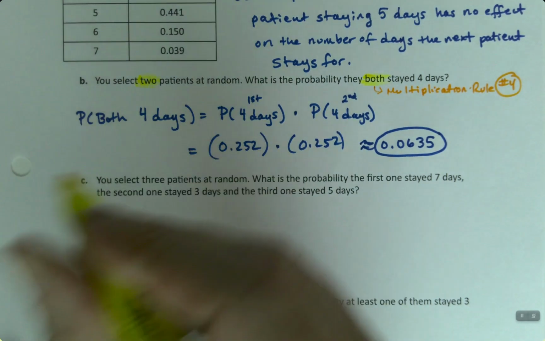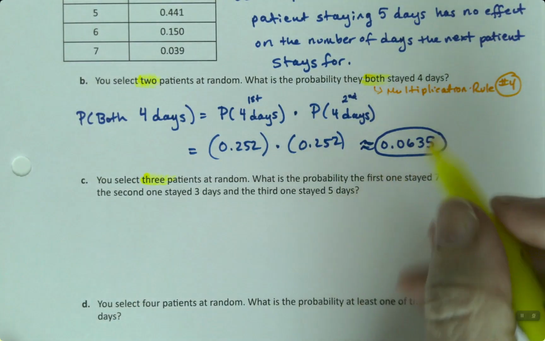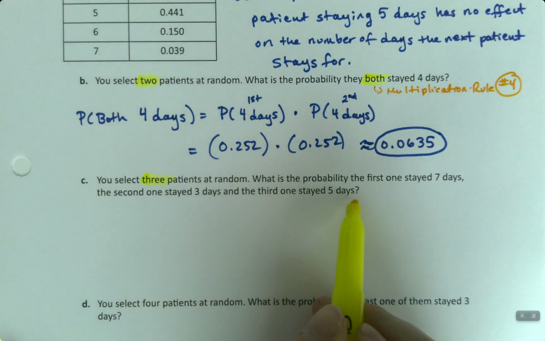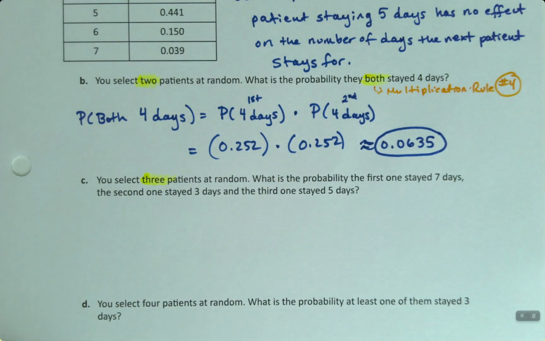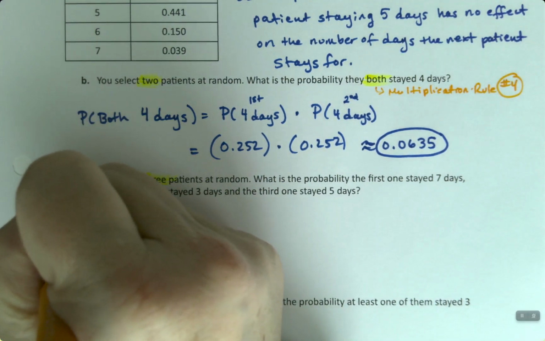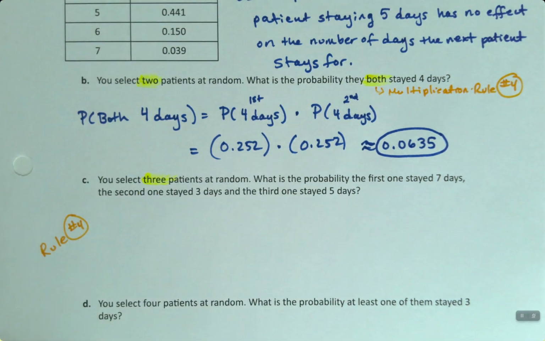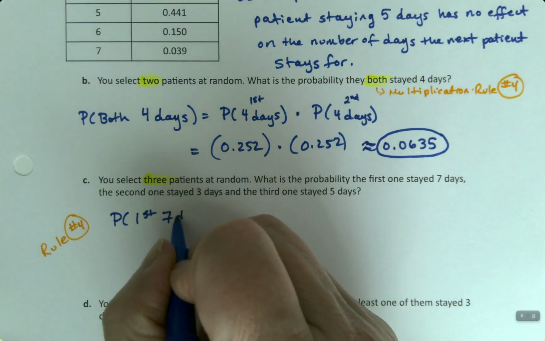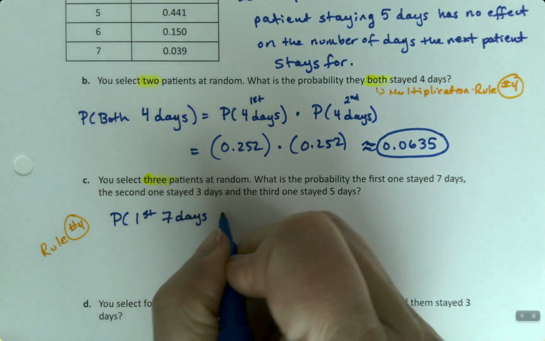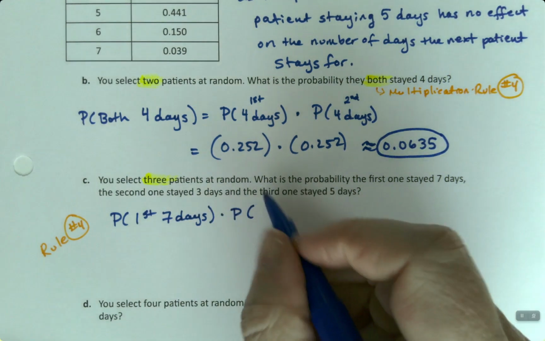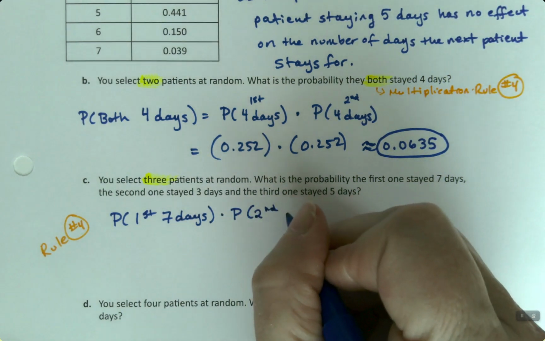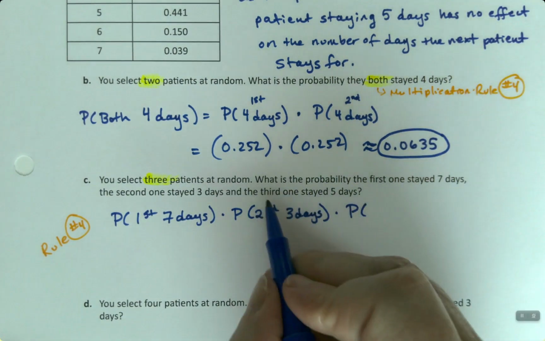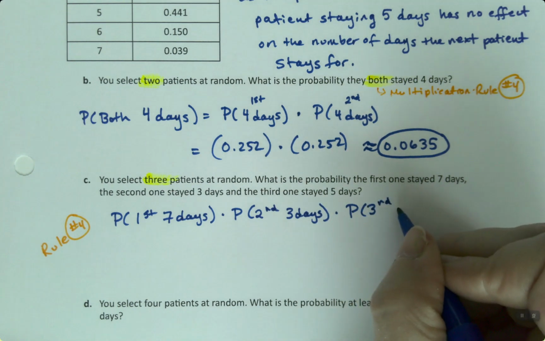All right, now we're going to select 3 patients at random. What's the probability the first one stayed 7 days, the second one stayed 3 days, and the third one stayed 5 days? Well, these are all independent, right? So again, this is rule number 4. It's just that there's more of them. So I need the probability that the first one stayed 7 days times the probability that the second one stayed 3 days times the probability that the third one stayed 5 days.